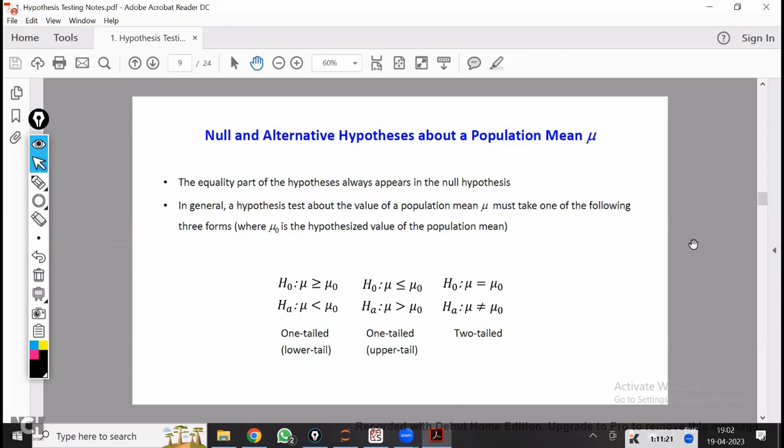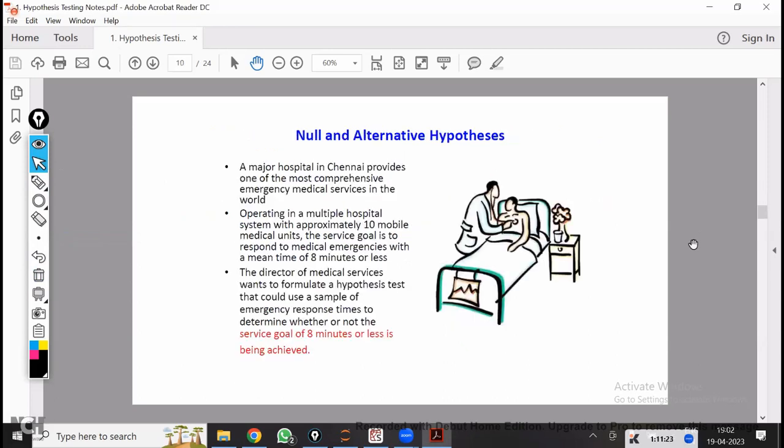Now, let us see this one. Next example. Read the statement clearly, slowly, understand, and tell me the answer. What is the null and alternate hypothesis? First write in the notes and after that tell me.